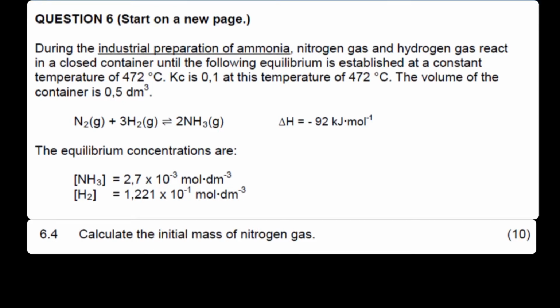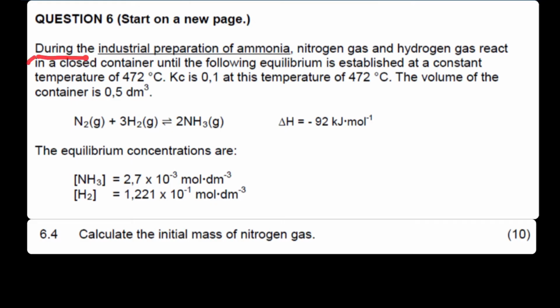Today we're going to look at calculations in chemical equilibrium, but now we're given the Kc, which is the equilibrium constant, and we're going to find the initials. Now we're going to do the reverse method. Now let's look at this.